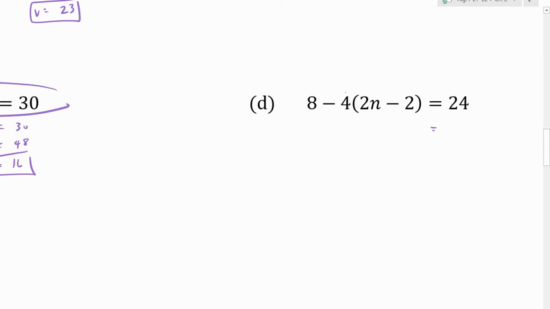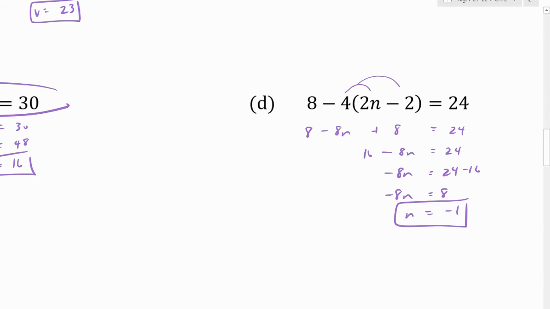This one, remember you gotta distribute before you add or subtract, because distributing is multiplying. -4 times 2n is -8n. -4 times -2 is +8. So 8 and 8, 16. So if we subtract that 16 from both sides, and then divide both sides by -8, we'll get that -1.